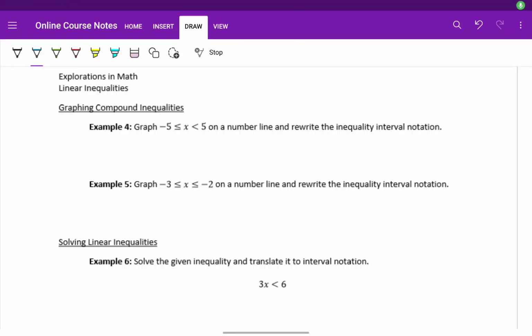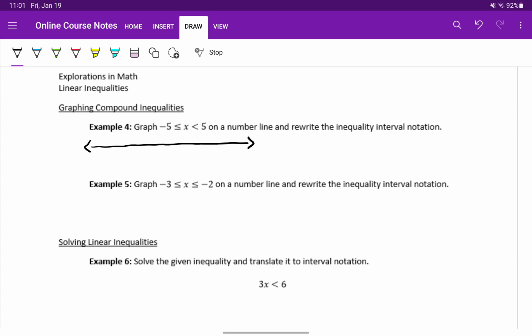In examples 1 and 2, we had simple inequality statements. X was greater than or less than some other value. In examples 4 and 5, now we have compound inequality statements, where X is bounded between two numbers versus having an infinity on one side of that interval. We'll repeat the same work that we did in examples 1 through 3. We'll graph these inequalities on a number line, and then we'll translate that to interval notation.